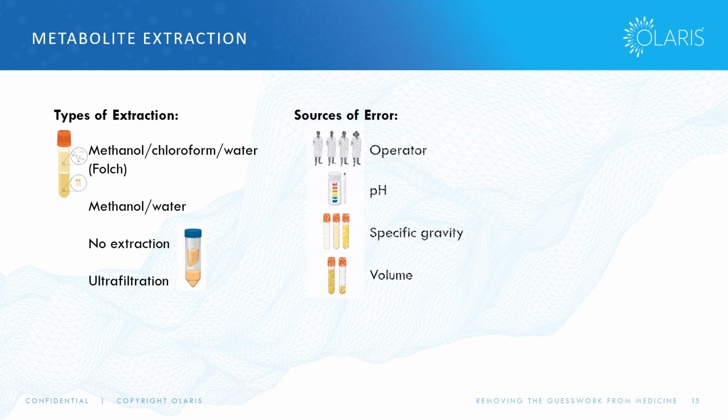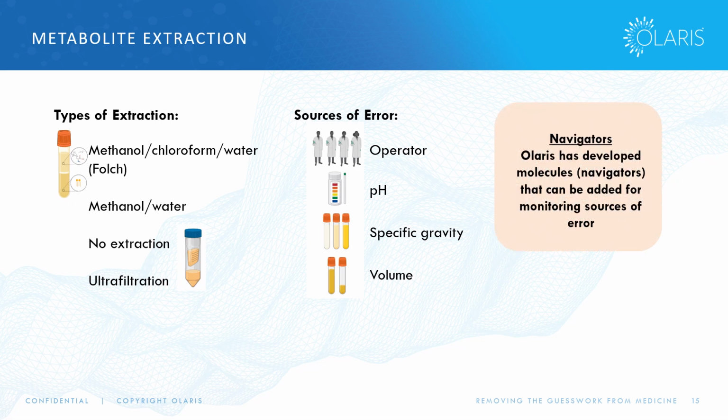But then also you have sources of error from the samples themselves. Samples can have a different pH or specific gravity. That's particularly the case for urine. You can get different volumes from your collaborators, and also you can get an error from the operator that is handling the samples if you have different people in the lab.